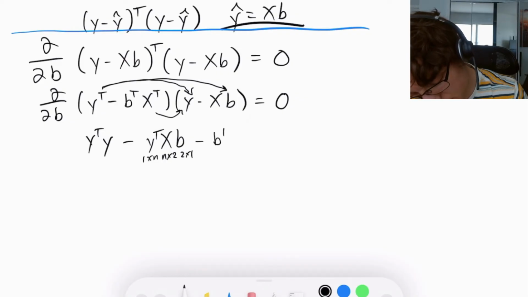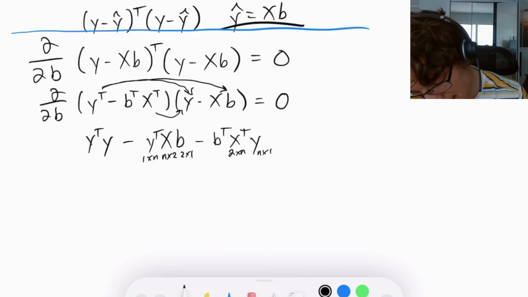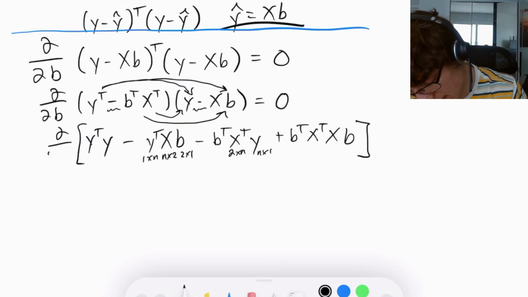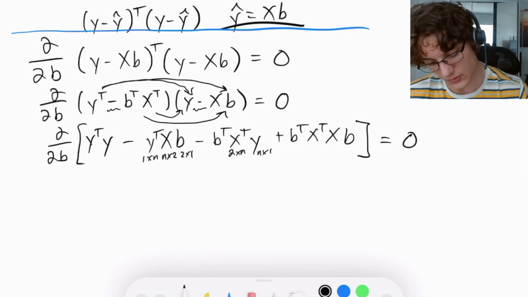So minus B transpose X transpose Y, and kind of the same deal here. We know that X is n by 2, so X transpose is 2 by n, and Y is n by 1, so that is fair game. And then lastly, we have these guys. So we have plus, because we have two minuses here, plus B transpose X transpose XB. And this whole thing is still under that partial derivative with respect to B, and we're still equal to 0.